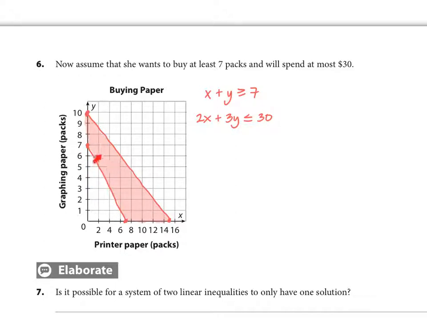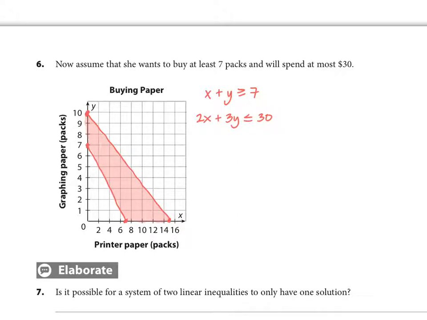Greater than means that we're going to be shading above the line because we want at least 7 packs of paper. 2x plus 3y is less than or equal to 30, so that's this line. We're shading below since 0, 0 is a solution in that case. And so the solution's in between, just like in the last problem.